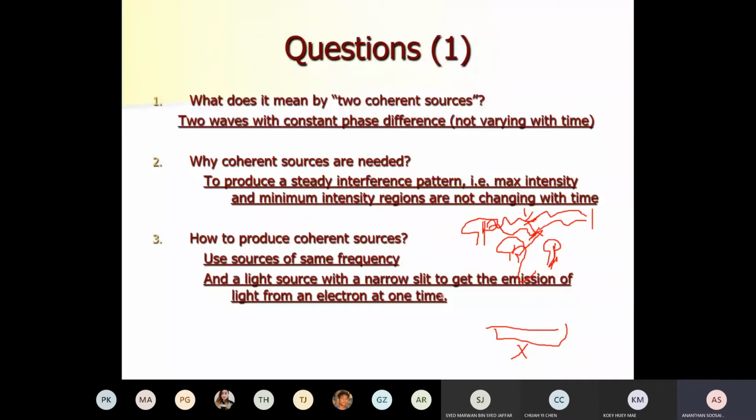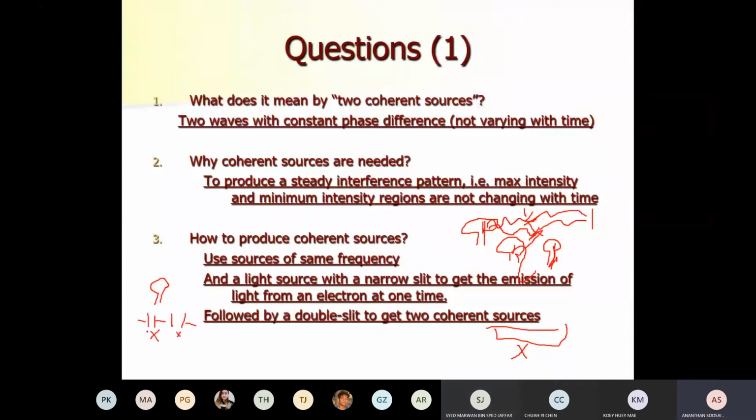A light source with a narrow slit to get an emission of light from electron at one time, followed by a double slit to get two coherent sources. So instead of using two light bulbs, use only one light bulb and have a double slit after that. This one source becomes two separate sources. Of course, this S1 and S2 are coherent because they originate from one single source. One single source where the electron comes down, the wave is going to be coherent. Any questions from here?